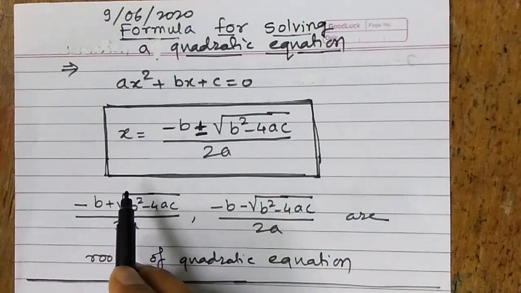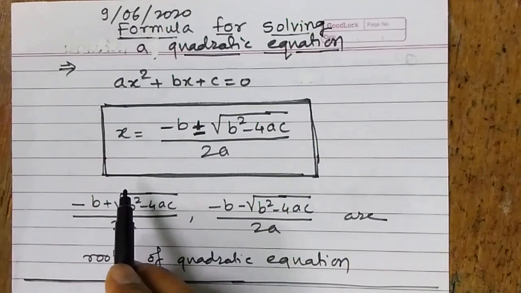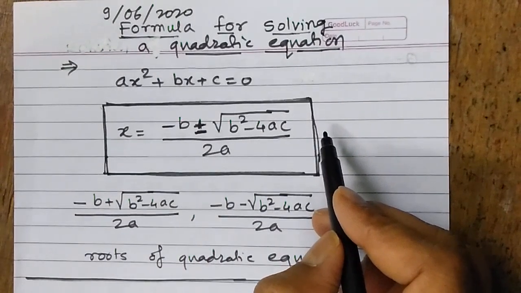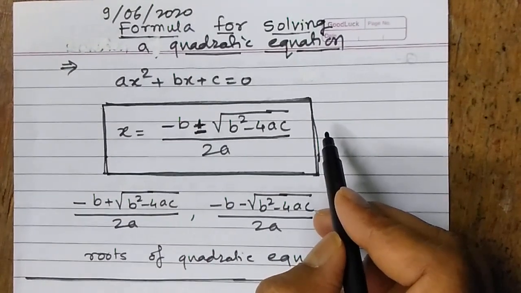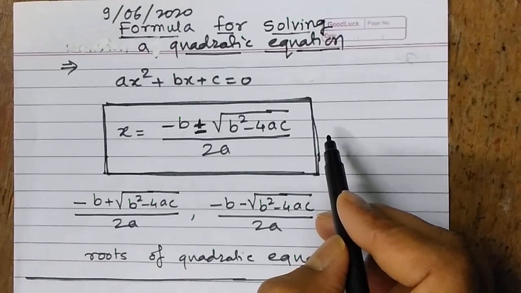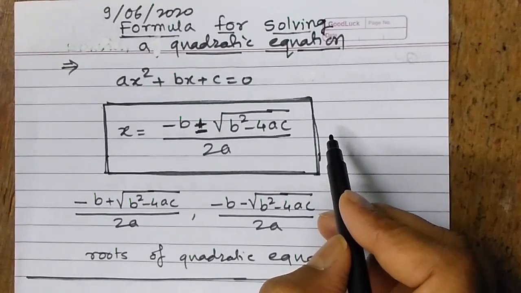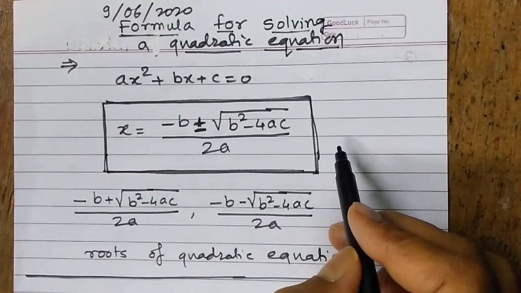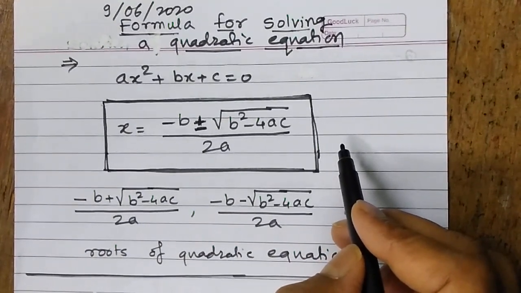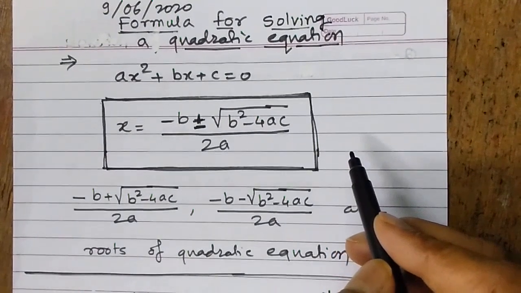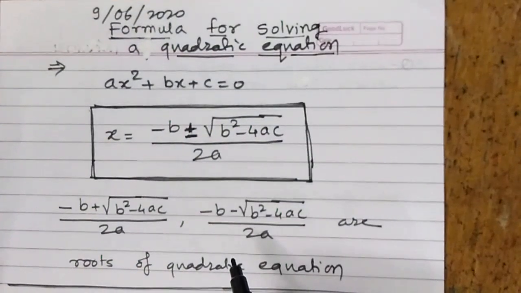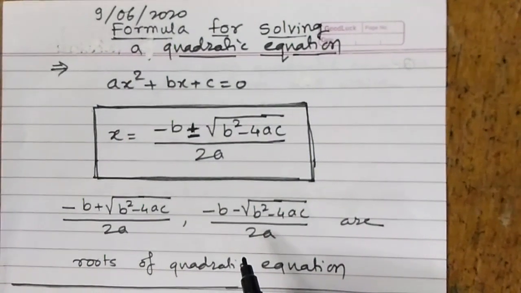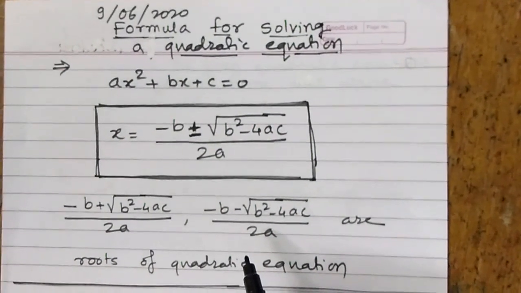Students, this is the well-known formula for solving the quadratic equation, and this formula was given by an ancient Indian mathematician, Sridharacharya, around 1025 AD. So this formula is known as Sridharacharya's formula for determining the roots of a quadratic equation. We will see detailed information about mathematician Sridharacharya in another session.